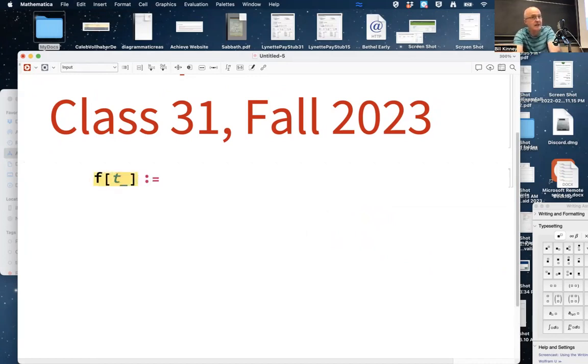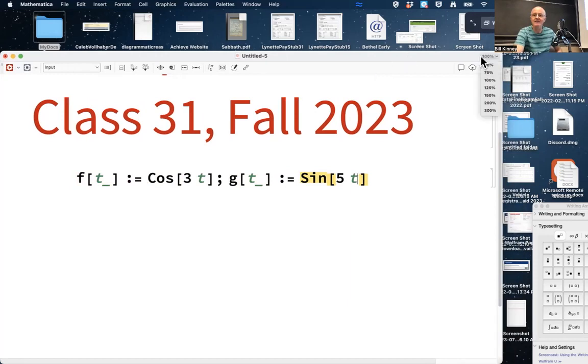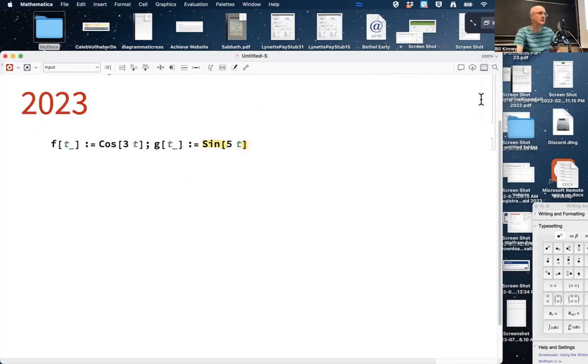What if I let f of t be a cosine with, say, a 3 in front of the t, and g of t be a sine with, say, a 5 in front of the t? It's a cosine and a sine with different frequencies. As t varies, will this trace out the unit circle? The answer is no, because the frequencies are different. What will it trace out? Something beautiful.